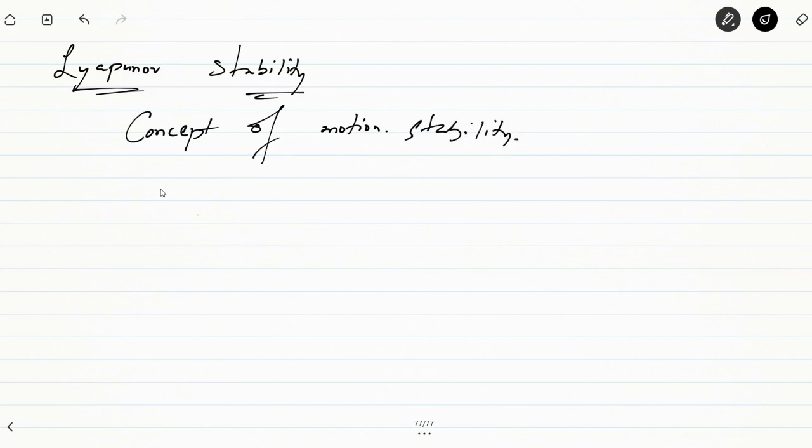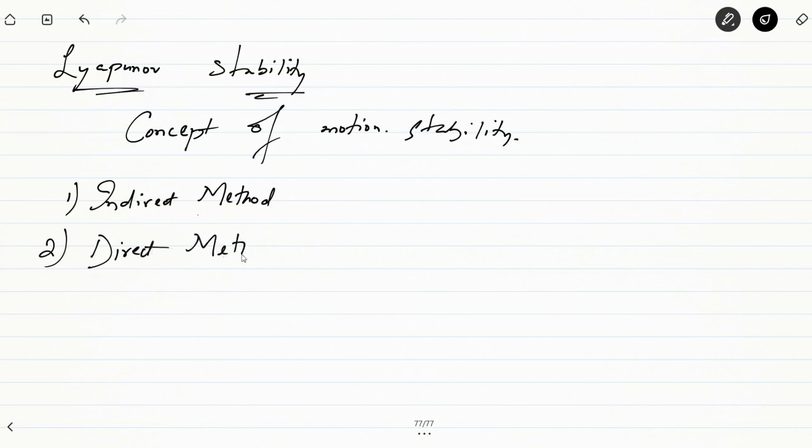There are two methods by which the Lyapunov stability has been described in literature. One is the indirect method, and second one is the direct method. Both these methods are applicable to both linear as well as nonlinear systems.